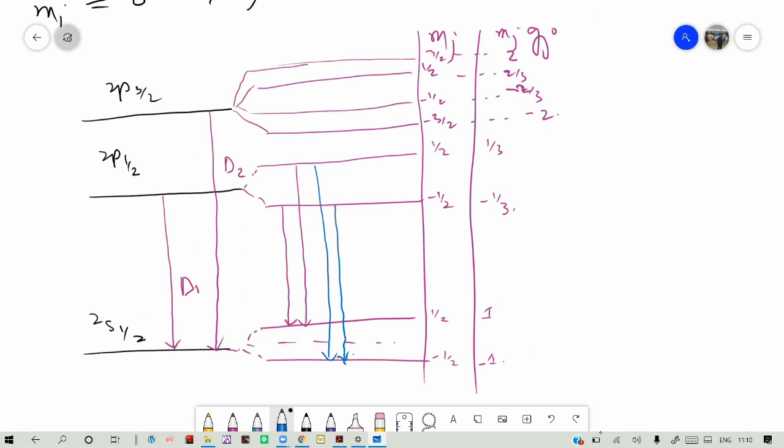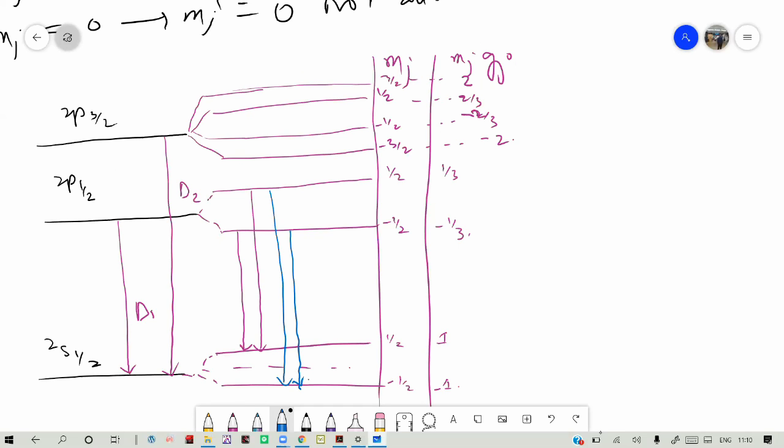Now see this. We have to use the selection rules. So let us start from this. It is minus 3/2. Delta Mj will be equal to the higher minus 3/2 minus 1/2. What is that? Minus 4/2, that is 2, which is not allowed. So this transition is not allowed. Minus 3/2 to minus 1/2.